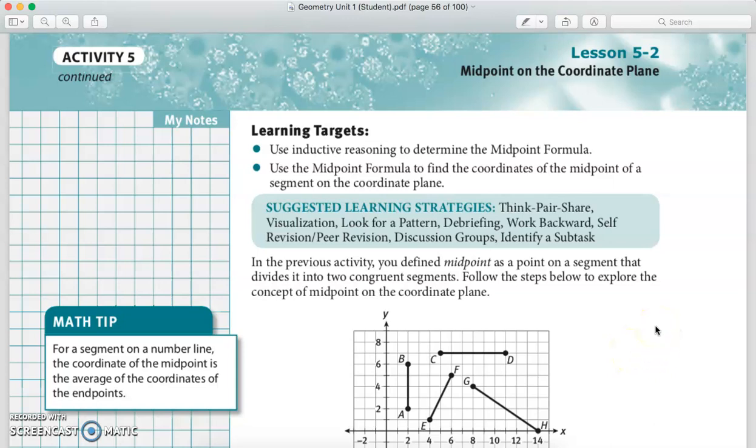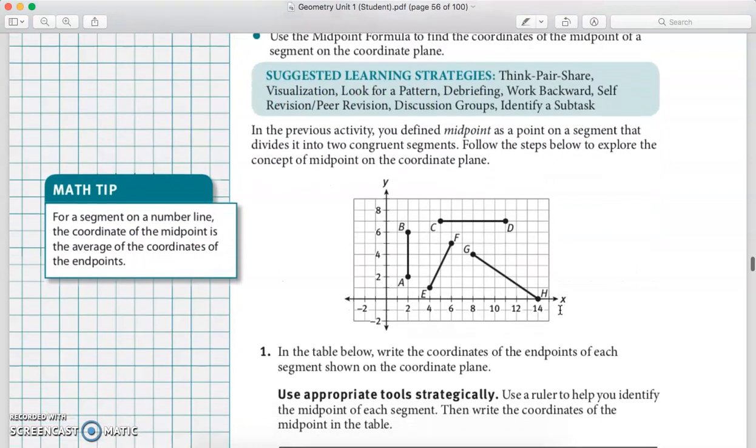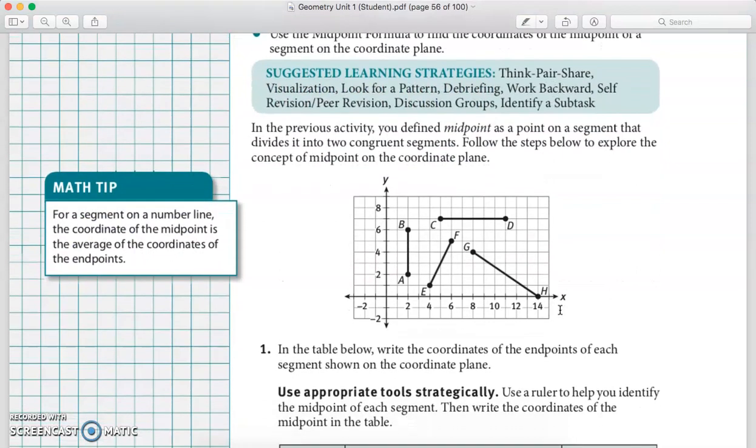Today's lesson is on using the midpoint on the coordinate plane. Our learning targets are to use inductive reasoning first to determine what the midpoint formula is, and then, after we know the midpoint formula, use it to find the coordinates of the midpoint of a segment on the coordinate plane. In the activity before this, we defined midpoint as a point on a segment that divides it into two congruent segments. So it's the point in the middle of two other endpoints.